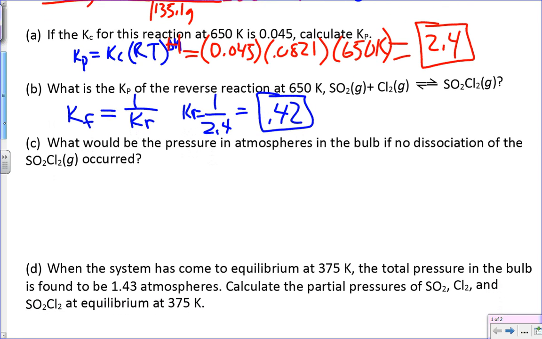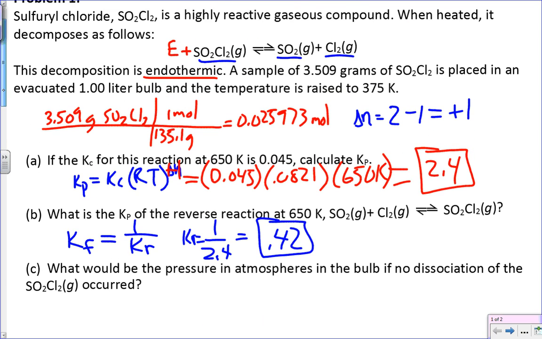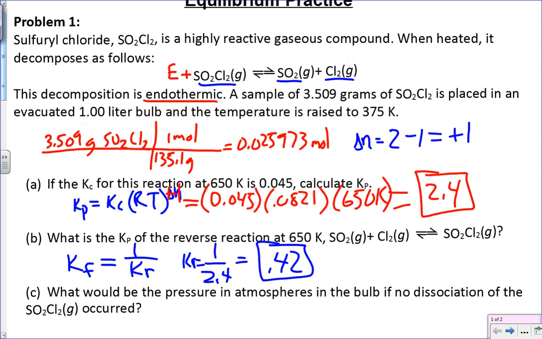Next one, C, says, what would be the pressure in atmospheres in the bulb if no dissociation of SO2Cl2 had occurred? So we're back to talking about our reaction and conditions listed here. So we're back to talking about our 3.509 grams of SO2Cl2, and we're putting it inside the container, and at time zero, none of it's decomposed. What would our pressure be? Well, remember right here, we just calculated, because I said it might be useful, the number of moles.